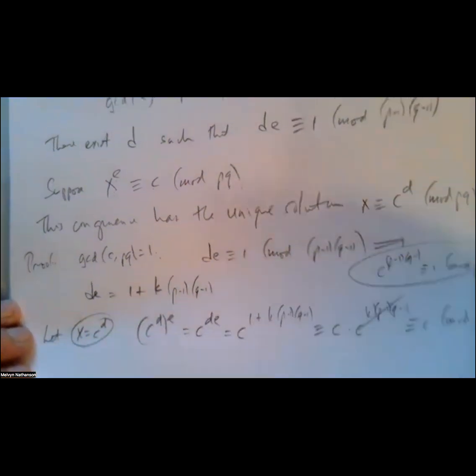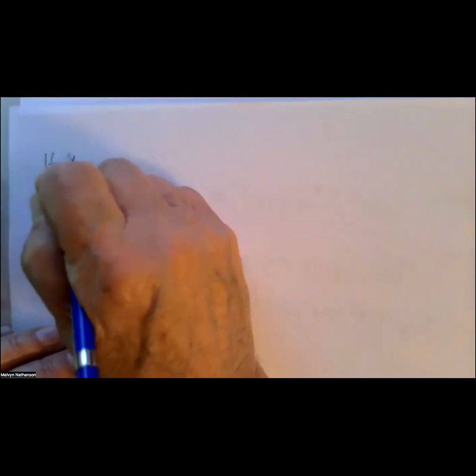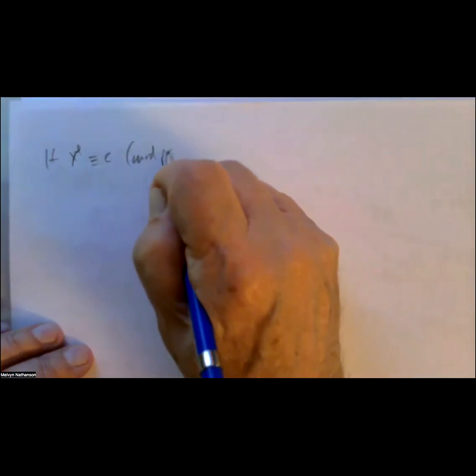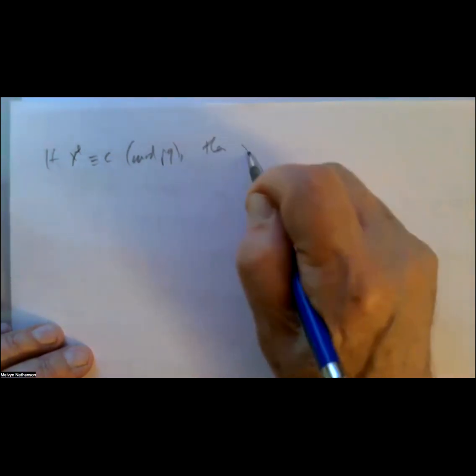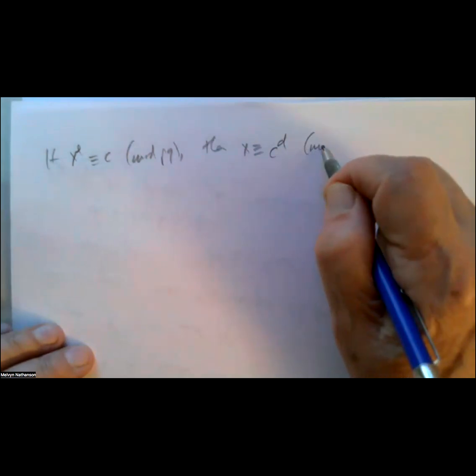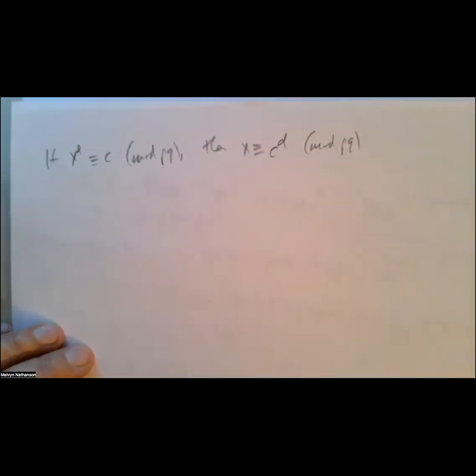So if x to the e is congruent to c mod pq, then x is congruent to c to the d mod pq. Or at least this is one solution of the congruence.